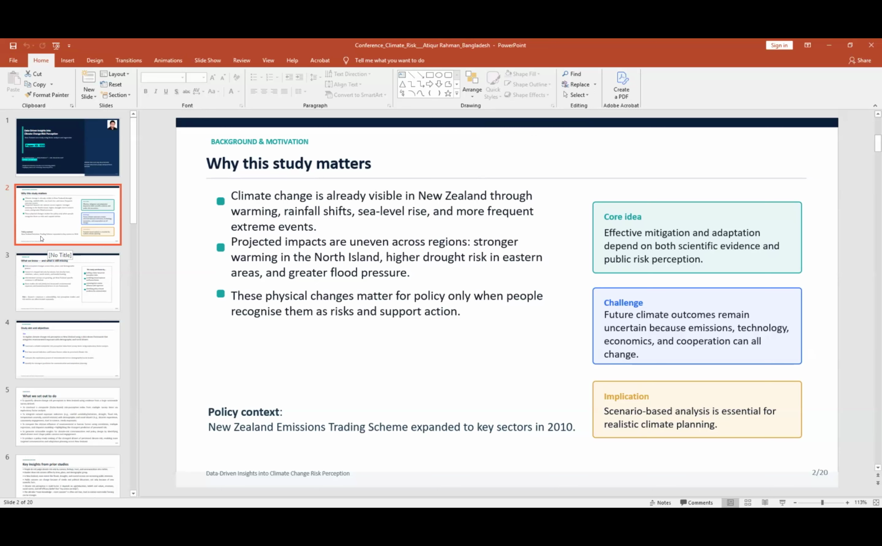Actually, this is a limitation of our paper. We selected New Zealand because it's a strong case, because climate change effects are already visible there through warming, rainfall shifts, drought and floods, and coastal erosion. Also, impacts vary by region, so it's a meaningful setting for studying how environmental exposure and public perception interact. Also, we can apply this study to different countries and different places according to their demanding factors.